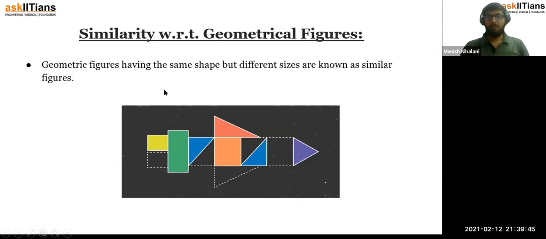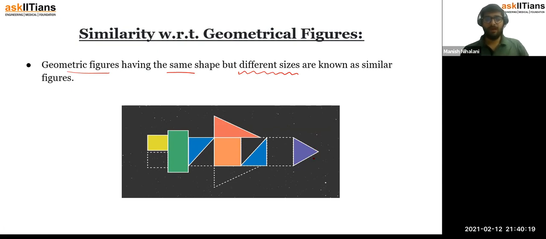So now we'll talk about similarity with respect to geometrical figures. See, geometrical figures having the same shape but different sizes are known as similar figures. So if they have the same shape but different sizes, then they are similar figures, right? Because if the sizes are the same, then they will be congruent. So we are talking about similar figures in this.